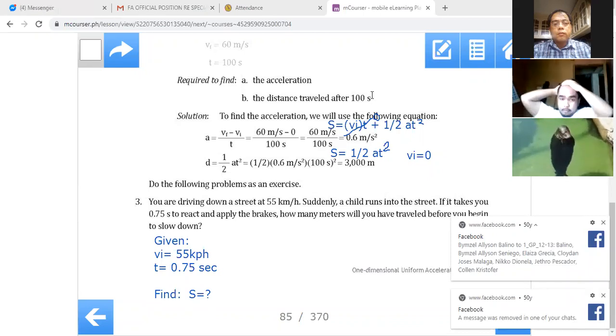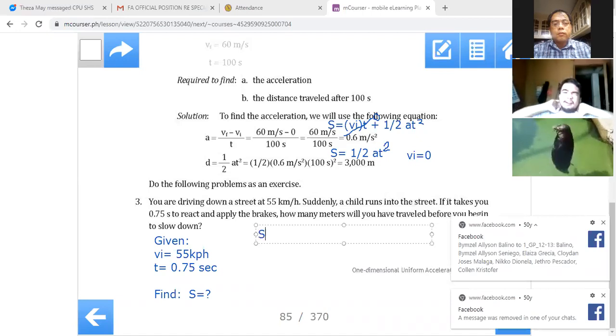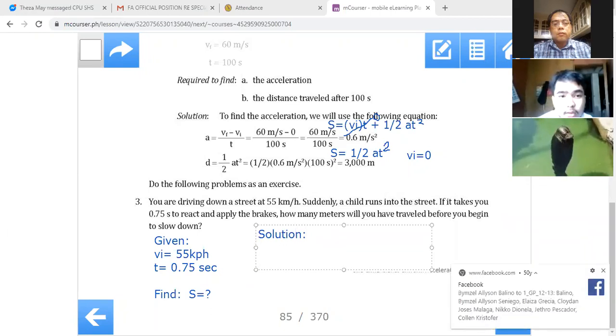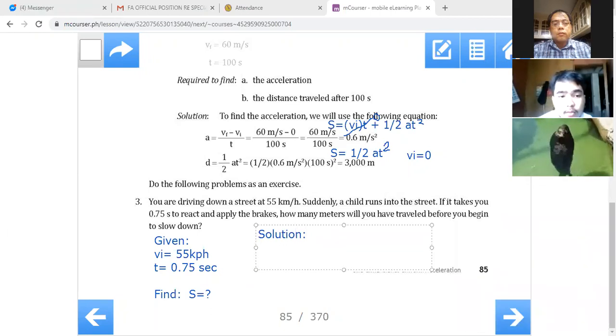Okay, so what equation will we apply? For example, for our solution, what will we apply? What do you think is the applicable solution? Speed times time. We have no acceleration value.